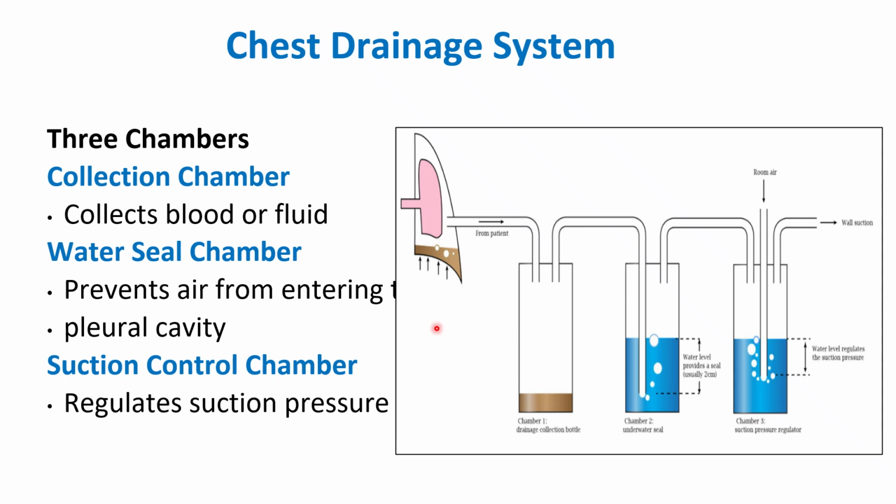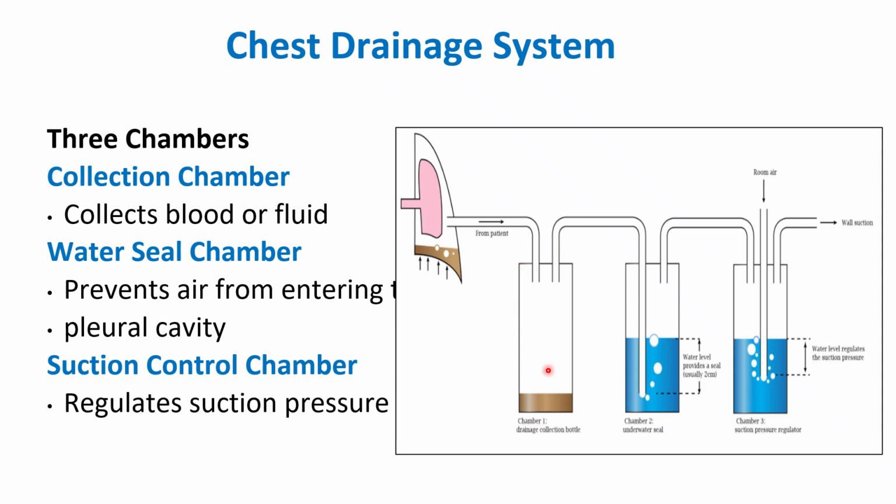So we have three chambers. One is the collection chamber, next is the water seal chamber, and third is the suction control chamber. So directly from the ICD, the drain is connected, right? That chamber is called the collection chamber.